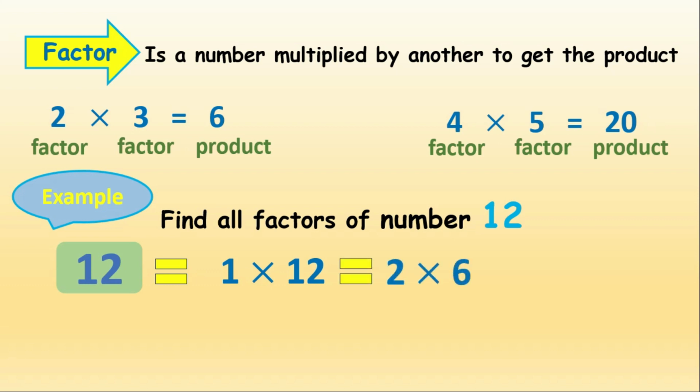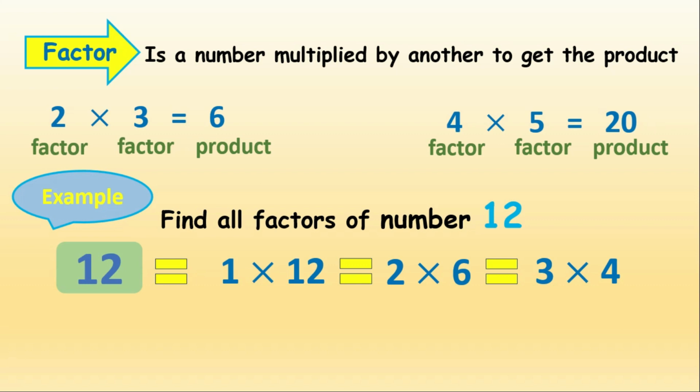Also 2 times 6 equals 12. So 2 is a factor of 12 and 6 is a factor of 12. Is that all? No. Also we have 3 times 4 equals 12. So 3 is a factor of 12, and 4 is a factor of 12. Do you find any other factors for number 12, or any numbers multiplied by each other to get 12? No.